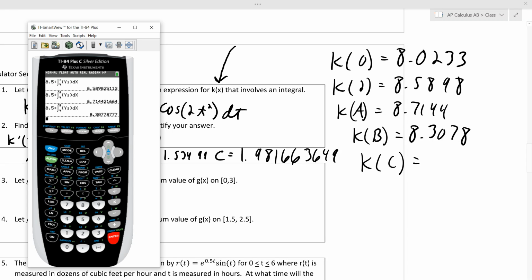Okay, now what that really means, if you go back to our graph here, check this out. Kablow. That's our derivative, right? This positive area here is how much k increased from 0 to A. So it went from 8.02 to 8.71.